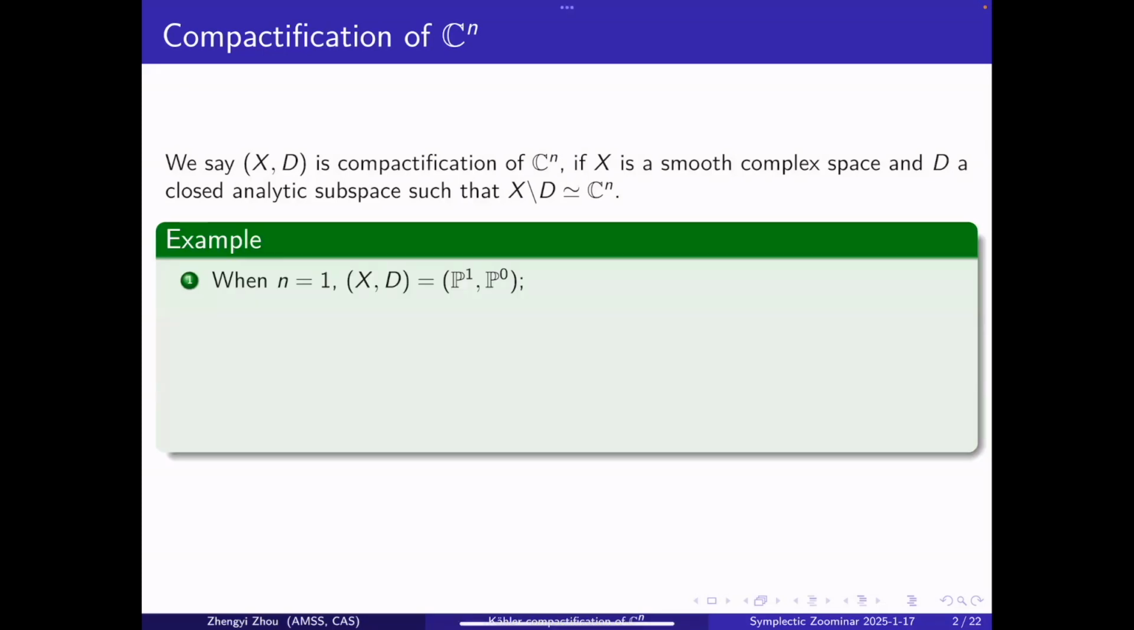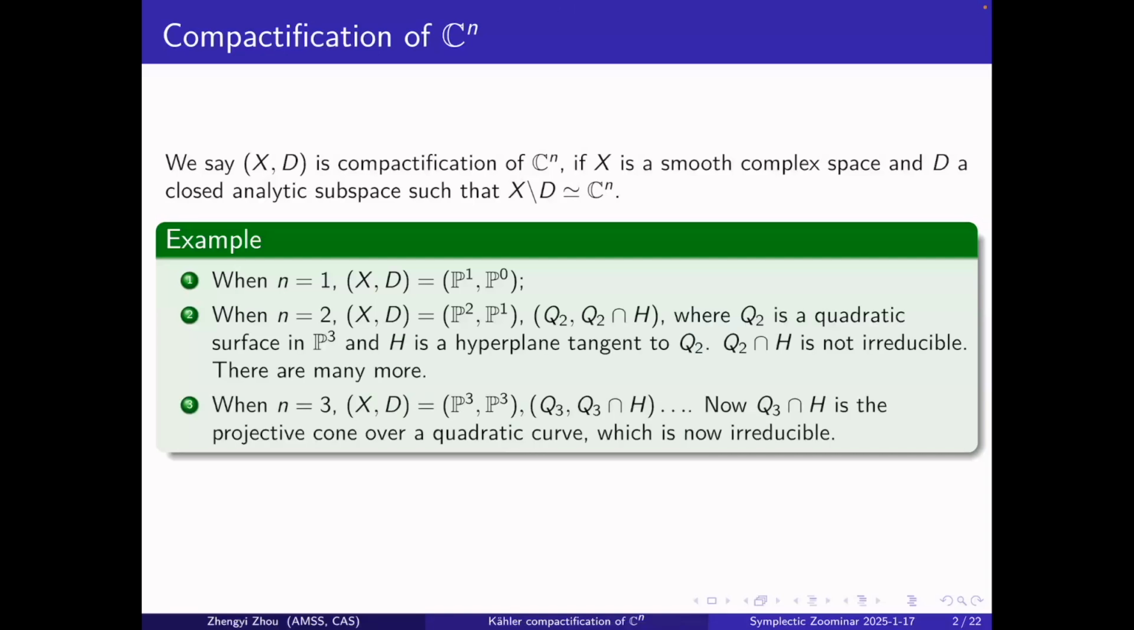So let's look at some basic examples. For example, when n is 1, then you only have one compactification, which is P1, and D is a point. So I call it P0. And when n is 2, you still have this example, which is P2 and P1. But you have more. For example, you can consider Q2, which is a quadric surface inside P3. And then H is a hyperplane, and you require this hyperplane to intersect the quadric surface tangent at a point. Then you can verify the complement is, again, biholomorphic to C2.